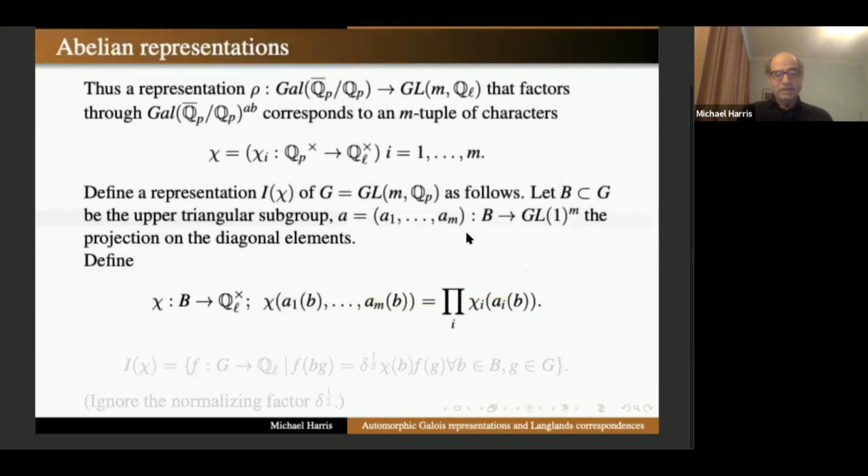So we define a homomorphism from B to QL star just by sending first the elements of B to m copies of GL1, and then for each copy of GL1, that's GL1 of QP, which is QP star. So A_i of b is an element of QP star, and we take chi_i of A_i of b, and we take the product of those.